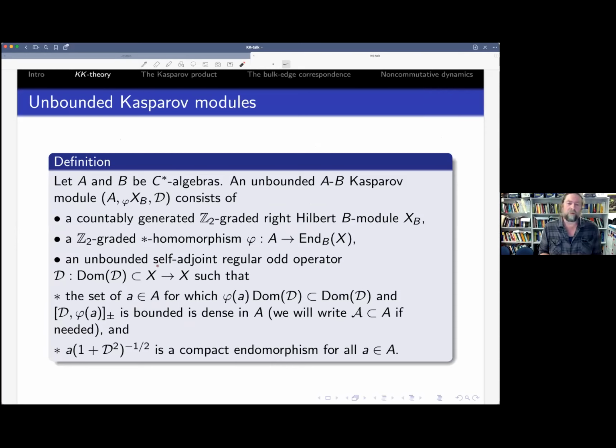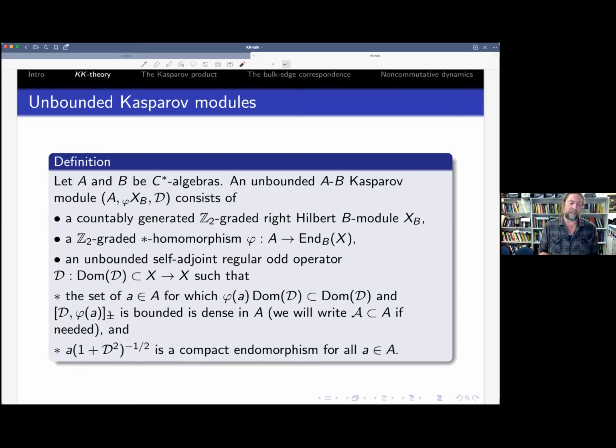What I'm going to do is get rid of the middle condition by taking my operator to be self-adjoint on the nose, not just approximately. That's for technical reasons. And I want it to act like a first-order differential operator. So typically it will be unbounded. It doesn't have to be, but it usually is. There's this regular, which is an extra technical condition you need for C-star module operators. And again, it's odd. And so I have two conditions to emulate.